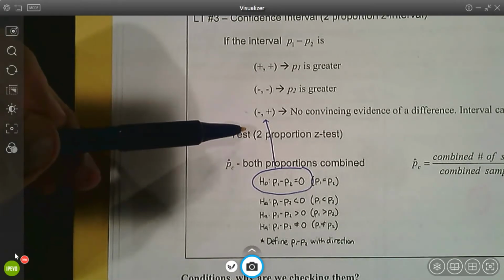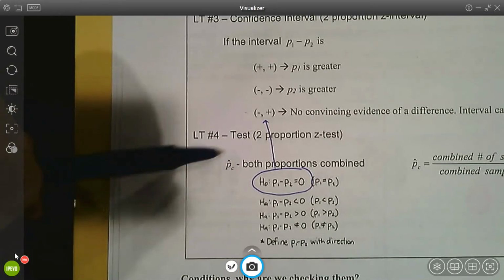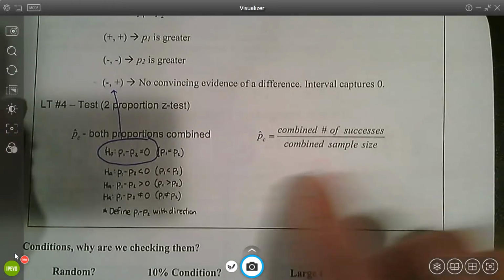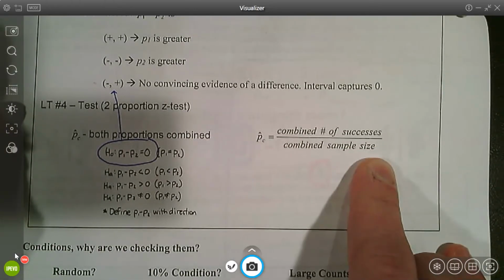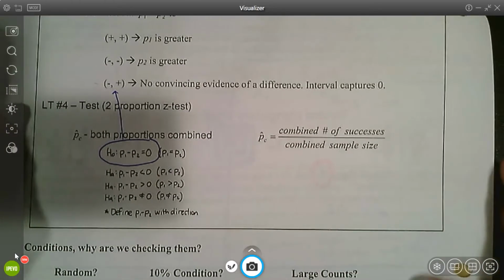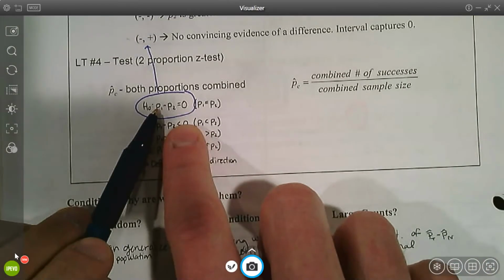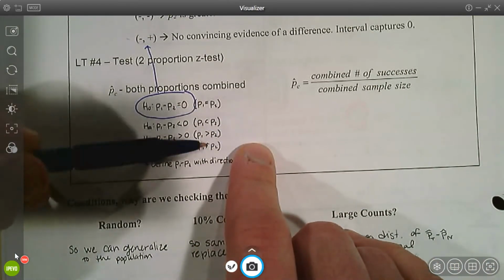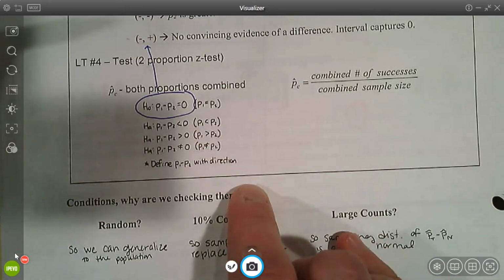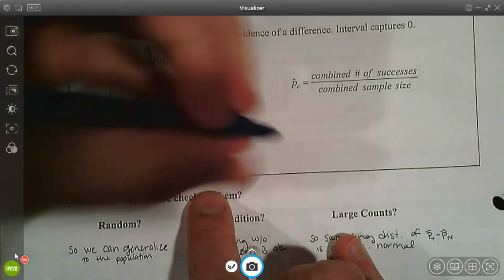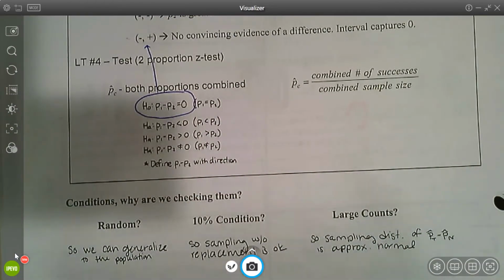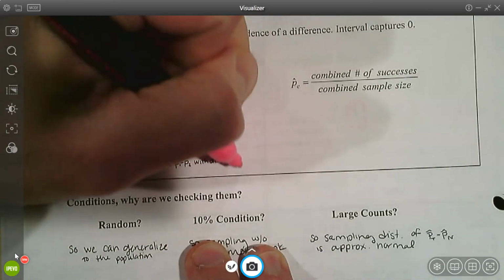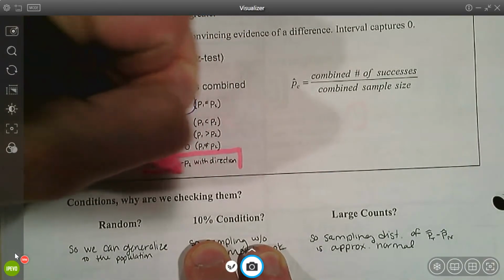For the two proportion Z test, I went over this combined estimate, and that's just calculated by the number of combined successes divided by the combined sample size. I like how it's written different ways here. You're going to see me write it this way exclusively. You can write your hypotheses this way, whatever works for you. Make sure you define which way you do the subtraction, and you define your parameters.